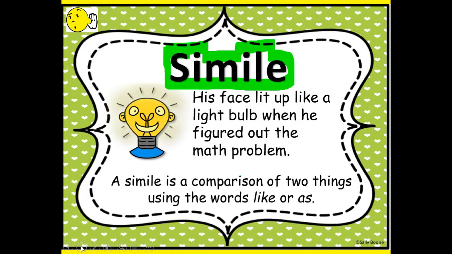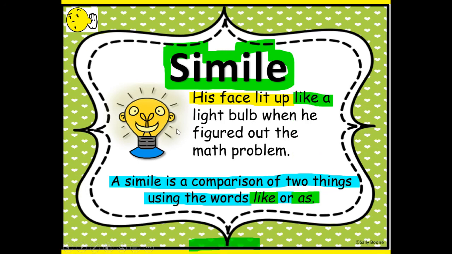Here's another type of figurative language, simile. A simile is a comparison of two things using the word like or as. Here's our example. His face lit up like a light bulb when he figured out the math problem. His face lit up like a light bulb when he figured out the math problem.